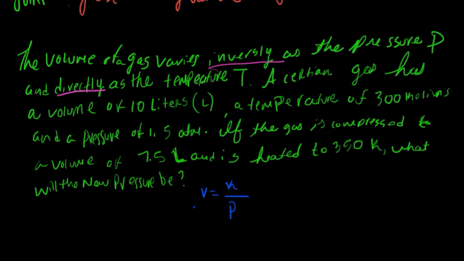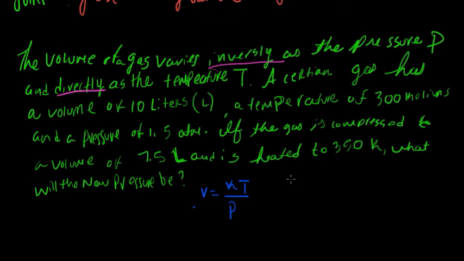It says P varies inversely, and directly as the temperature. All quantities that vary directly appear in the numerator, so it'd be T in the numerator. Perfect. So we're looking at V is equal to the constant of variation K times the temperature divided by P. This is the formula that we're going to use.